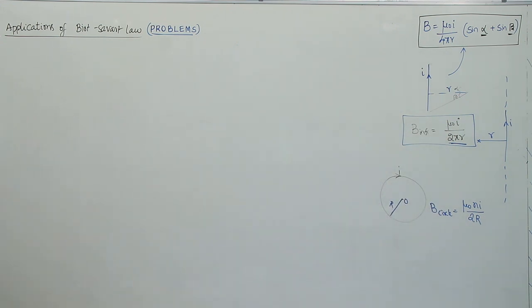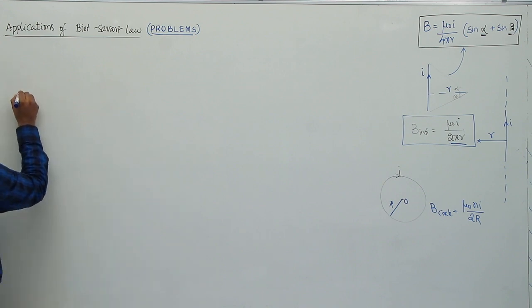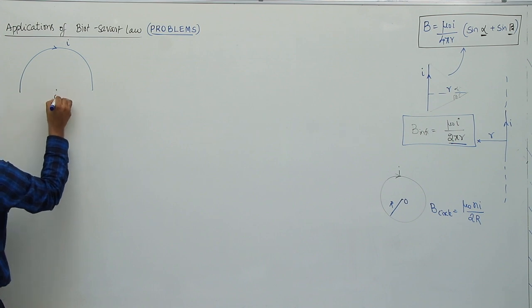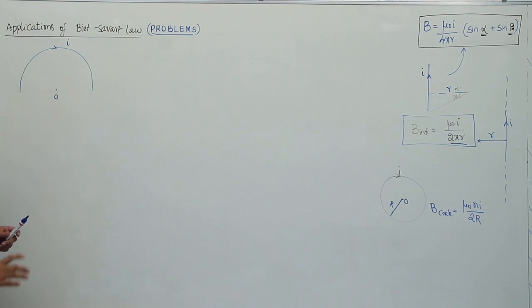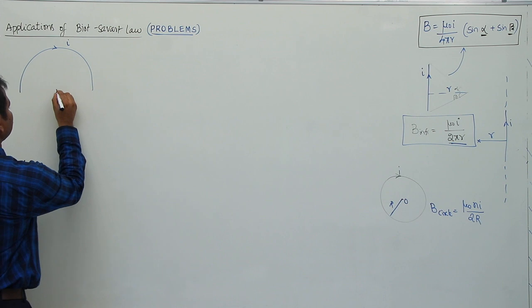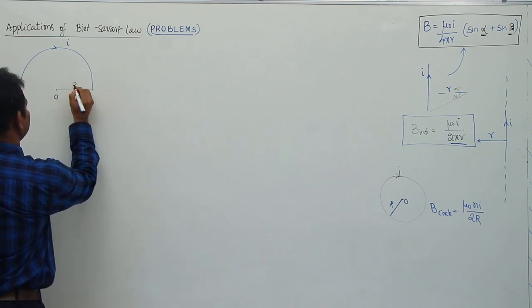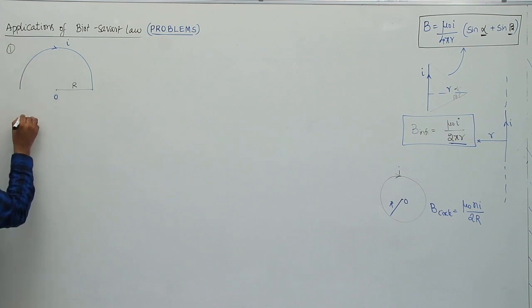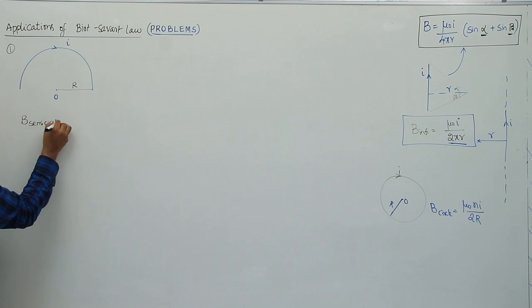Here I am going to solve some problems. The first one, for a semicircular arc carrying current I, if I want to find out the magnetic field at the center. So this is a semicircular arc of radius r here, this is r. So how to find the magnetic field at point O? So this is the first problem. So the magnetic field due to a semicircle.